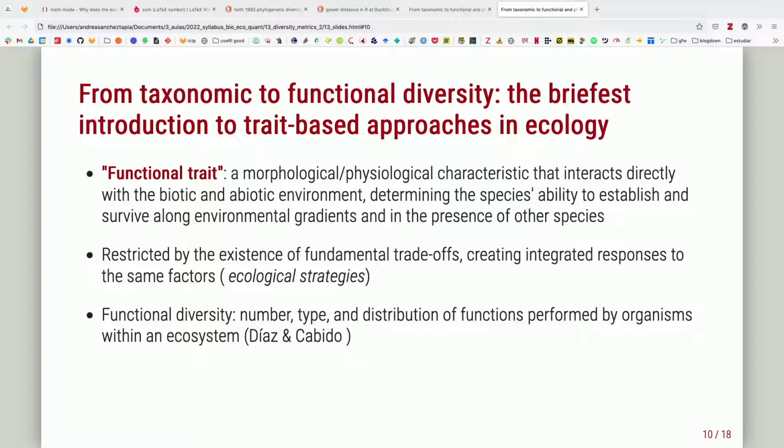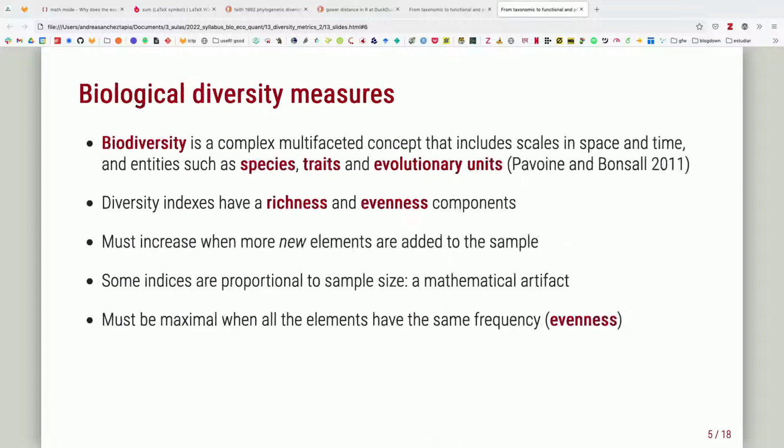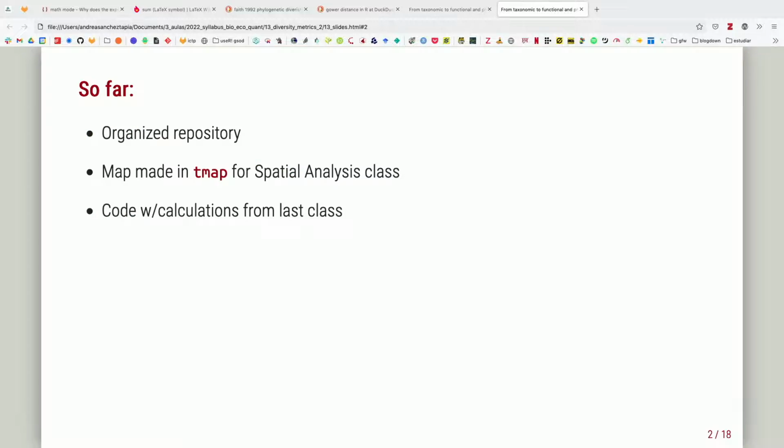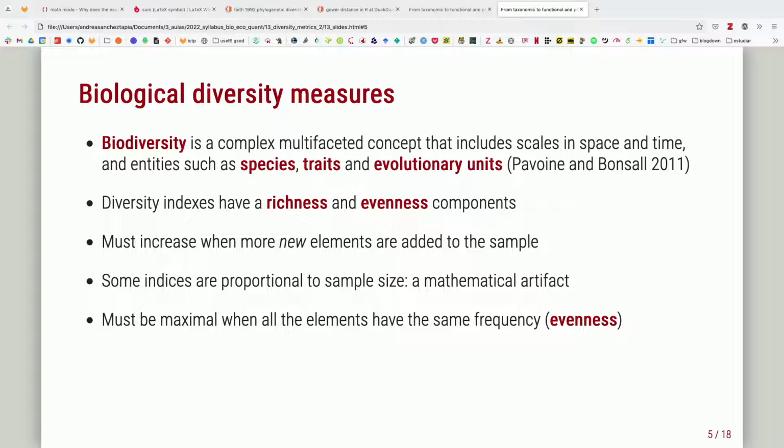And the whole thing about functional approaches and trait-based approaches is that until now we have been using the species as an analytic unit that is valid in itself. Species exist, and one species is different from the other. And when we talk about diversity, if you go back to the first definition of diversity that I put here, diversity is complex, and it also is related to evolutionary units and to traits.